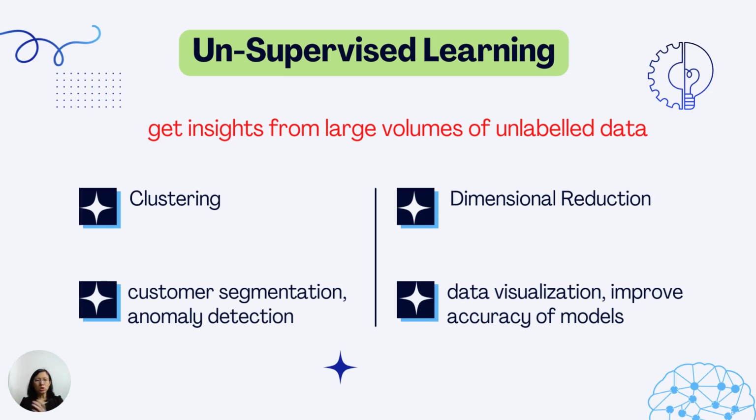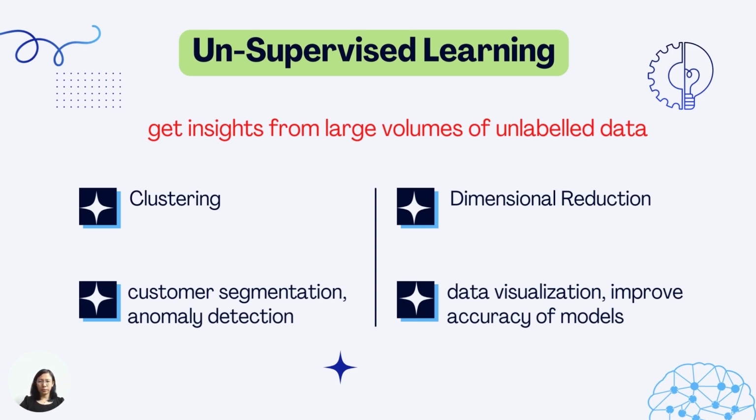Unsupervised learning is in contrast to supervised learning. Unsupervised learning doesn't use labeled data. It doesn't require labeled data. Given a large volume of data, what we try to do is get insight about this data from this unlabeled data set. All right. So for instance, given customer information, we use the clustering method to segment the customers into different groups.